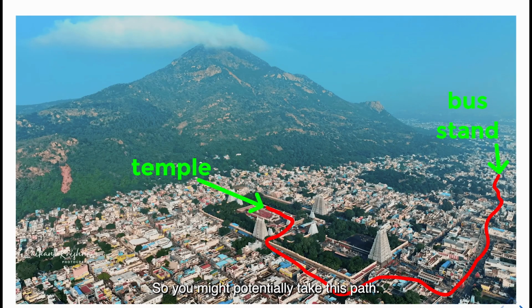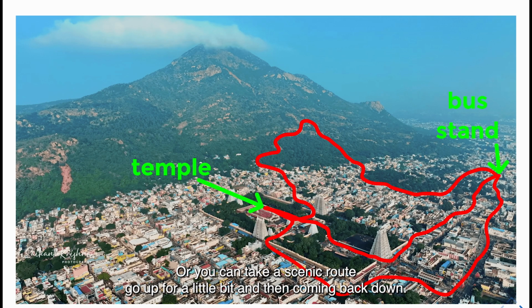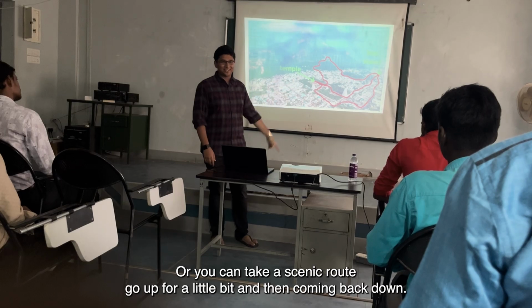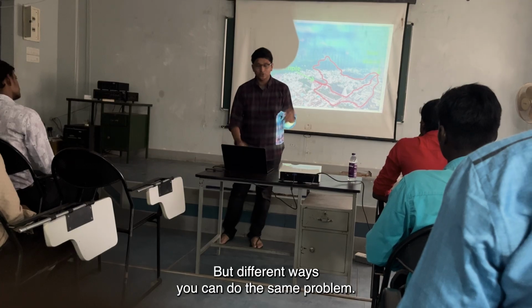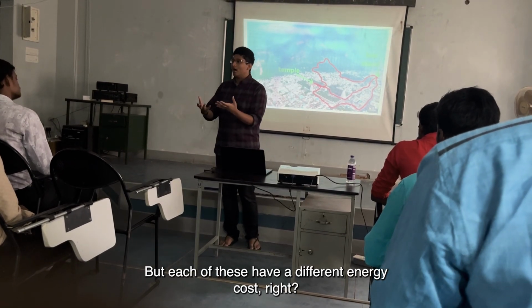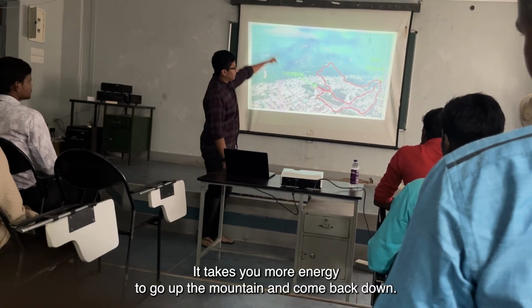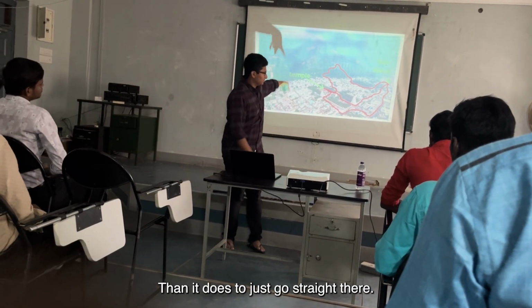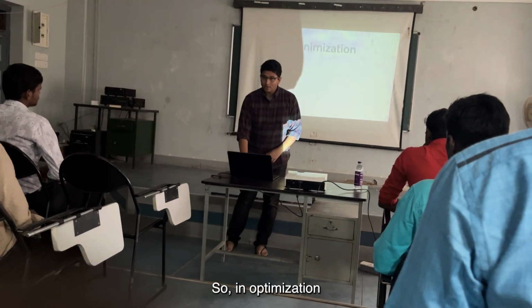So you might potentially take this path. It might take you a little bit longer, but you can clearly see there's a shorter path. You can go straight this way into the alley. Or you can take a scenic route, go right and come back. A bunch of different ways you can do the same problem, but each of these has a different energy cost. It takes you more energy to go up the mountain and come back down than it does to just go straight there. So in optimization, the goal is to effectively minimize whatever this energy is.